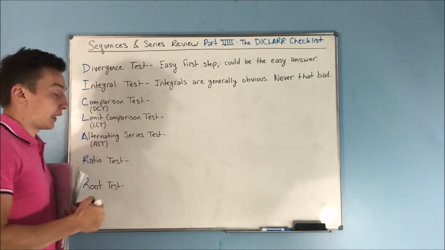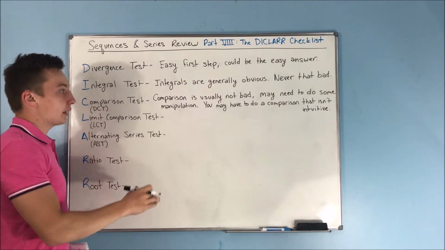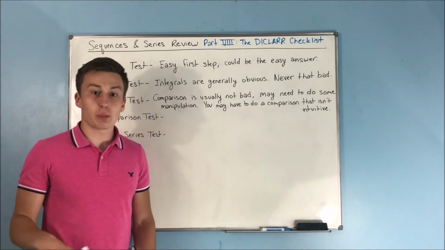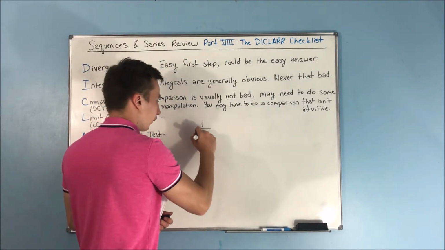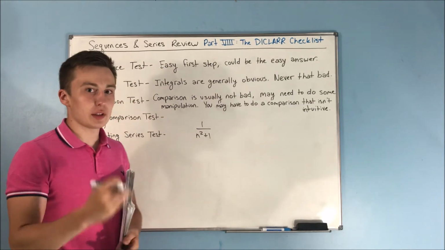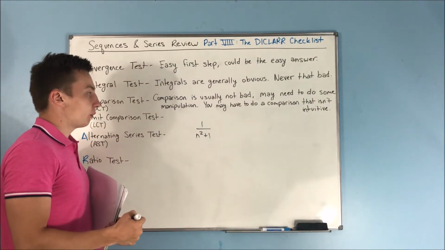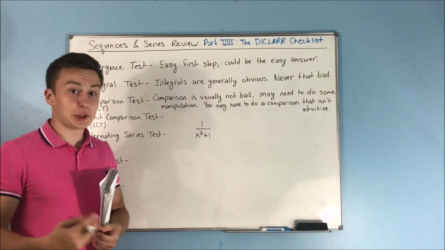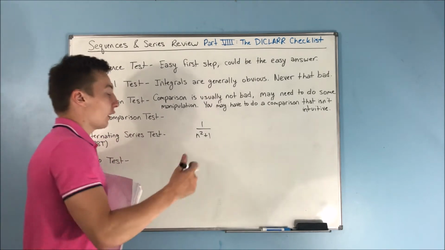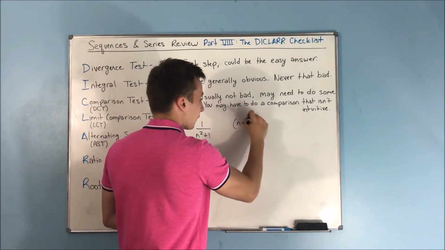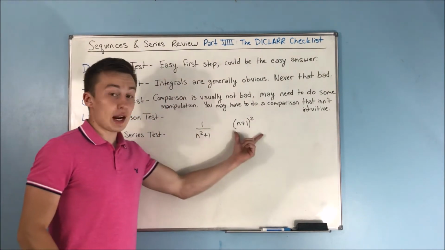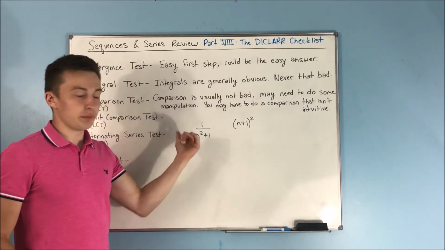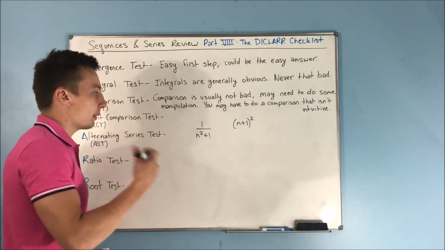Now, next is the comparison test. The comparison's usually not that bad. You might have something like 1 over n squared plus 1, where you automatically know to compare that to 1 over n squared. You may have something where you need to do a manipulation to really see that you need the comparison test. For example, if you had something like n plus 1 quantity squared, I would definitely FOIL that out, and then you have a polynomial show up, and it might become a little more clear.